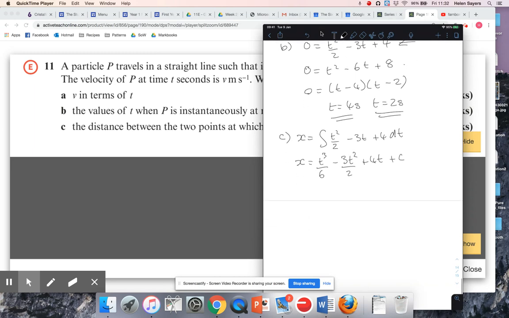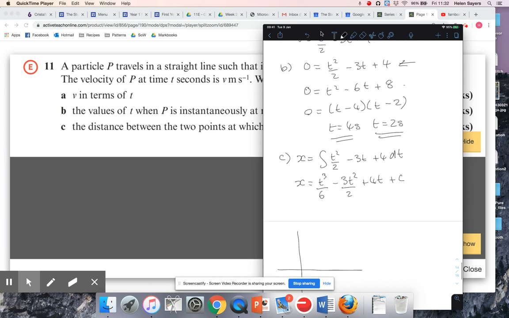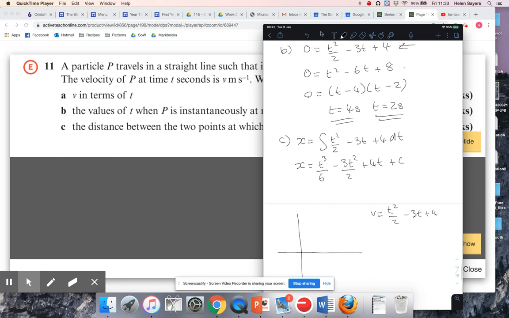So I don't have to sketch velocity. I am just going to do a quick sketch though, just to be clear about what's going on. So the velocity, so v is t squared over 2 minus 3t plus 4. So don't let that t squared over 2 put you off sketching it. We've got the roots. Yeah, the velocity is 0 at 2 and 4. I've got a y-intercept of 4. I know it's a positive t squared, so there's a very messy sketch of it.